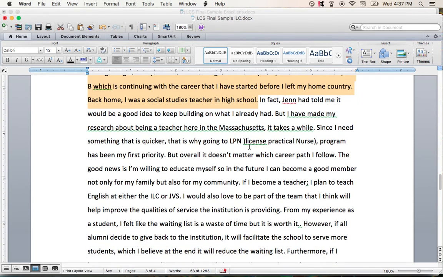So this is a paragraph that's about his future, right? You've got to do past, present, and future. The good news is I'm willing to educate myself so in the future I can become a good member, not only for my family, but also for my community. If I become a teacher, I plan to teach English at either the Immigrant Learning Center or JVS. I would also love to be part of the team that I think will help improve the qualities of service the institution is providing.